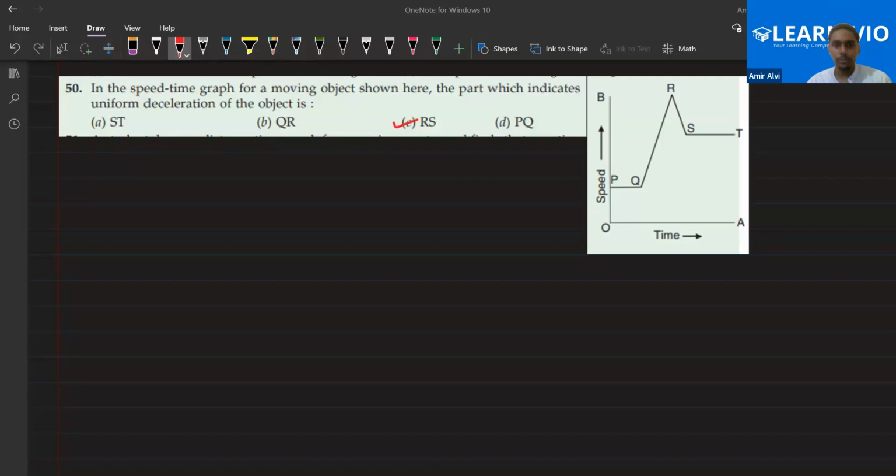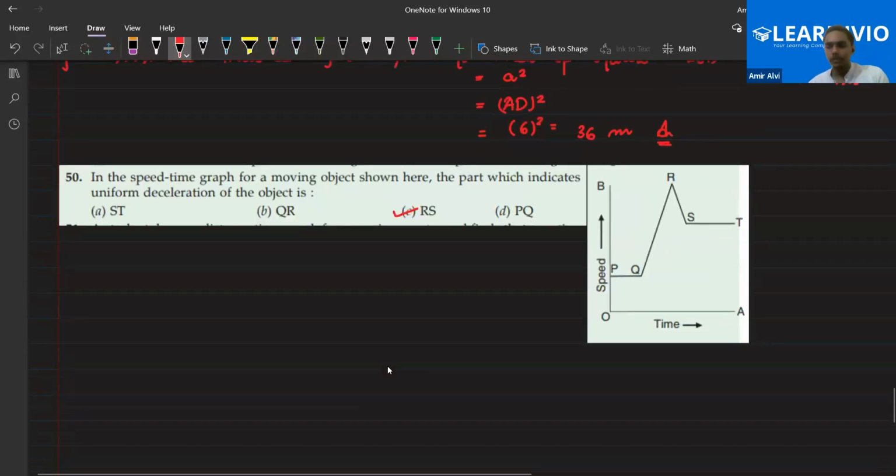Just a second, let me check the question if it's there. Okay, so let's take it right there for this class. In the next class, we will do some numericals on uniform acceleration. That would be the last class for this topic, and the chapter would be ended.